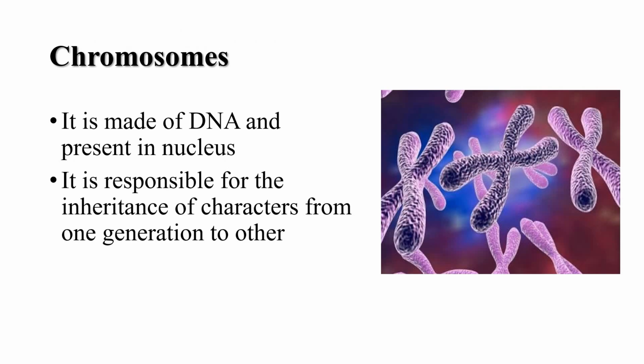Next, chromosomes. Chromosomes are thread-like structures composed of deoxyribonucleic acid or DNA. These contain basic hereditary units called genes, and genes are responsible for passing genetic characteristics from the parents to their offspring. A child resembles his or her parents on account of these genes.